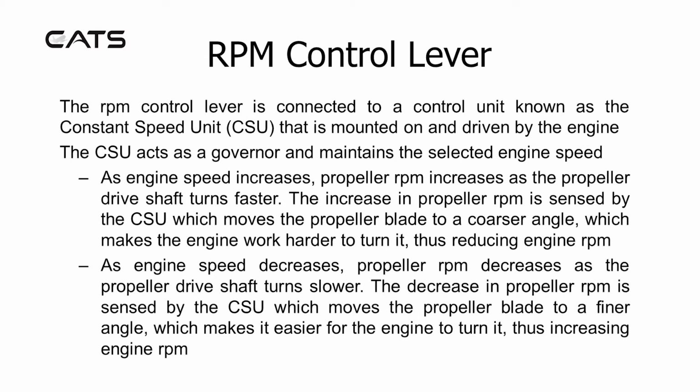As engine speed decreases, propeller RPM decreases, as the propeller drive shaft turns slower. The decrease in propeller RPM is sensed by the CSU, which moves the propeller blade to a finer angle. This makes it easier for the engine to turn it, thus increasing engine RPM.